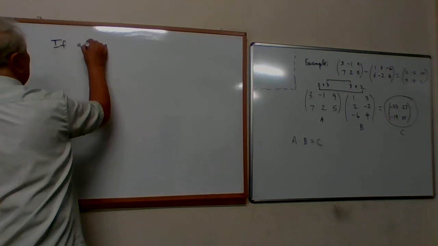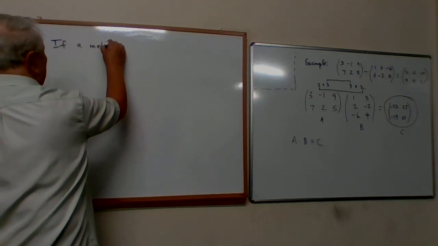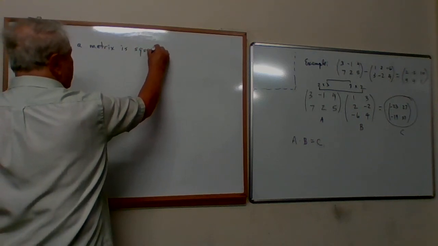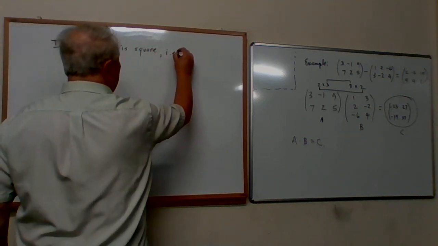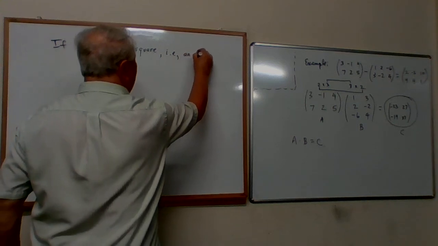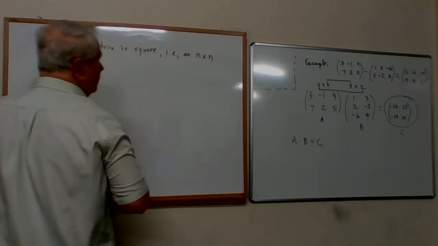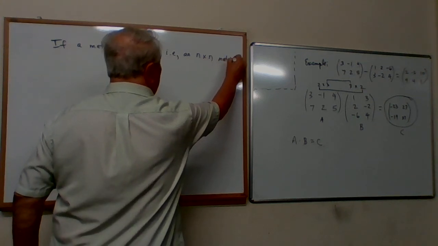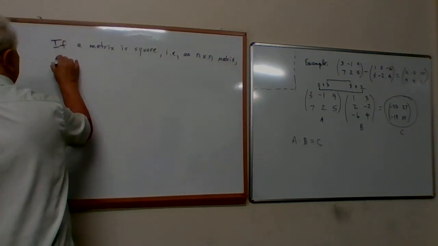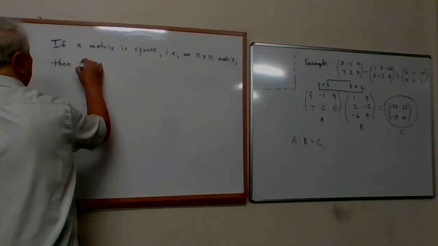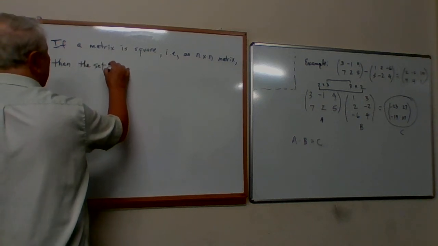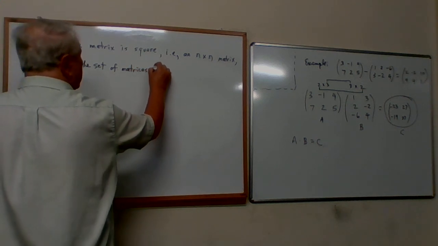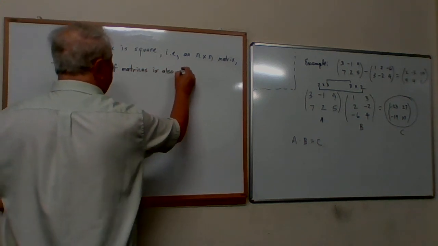If a matrix is square... all matrices are rectangular, but if it's actually square, i.e. an n by n matrix, then the set of matrices is also closed under multiplication.